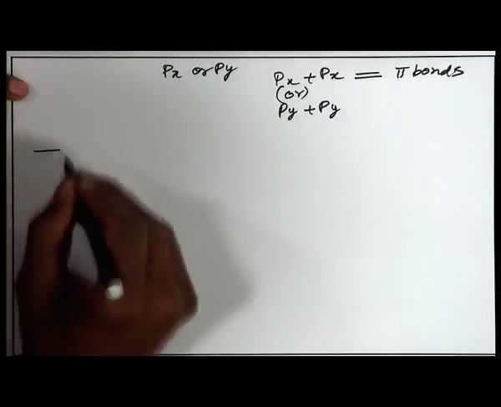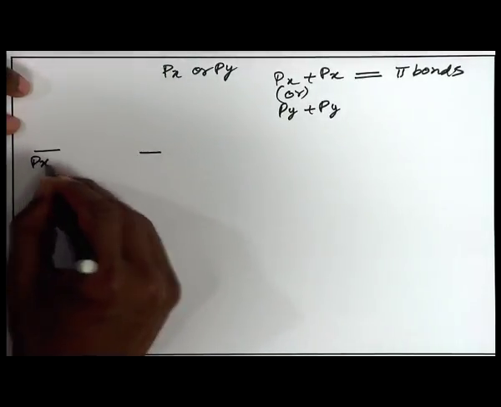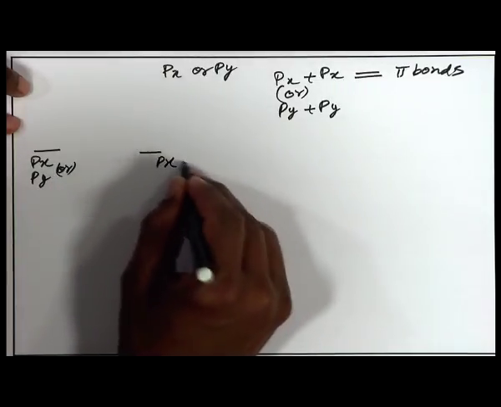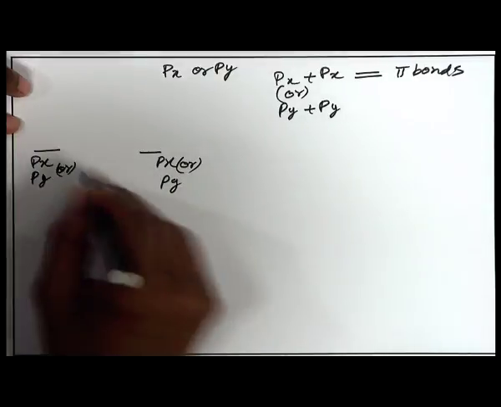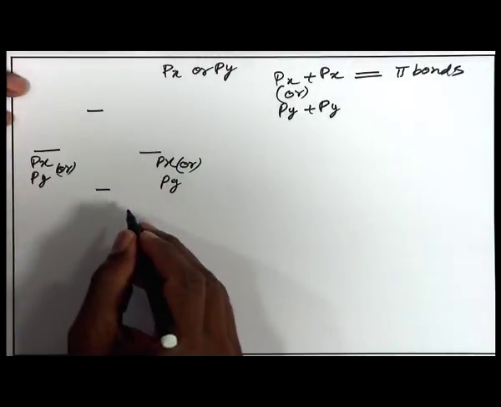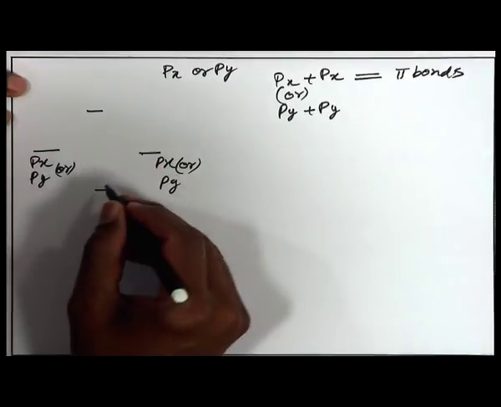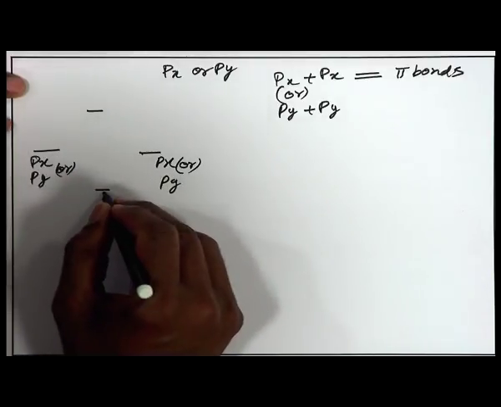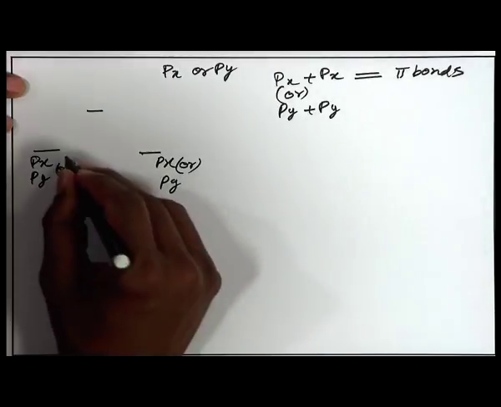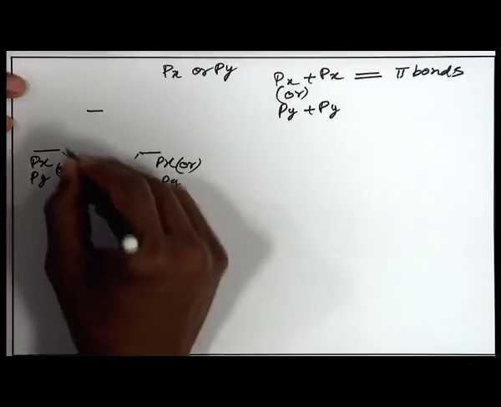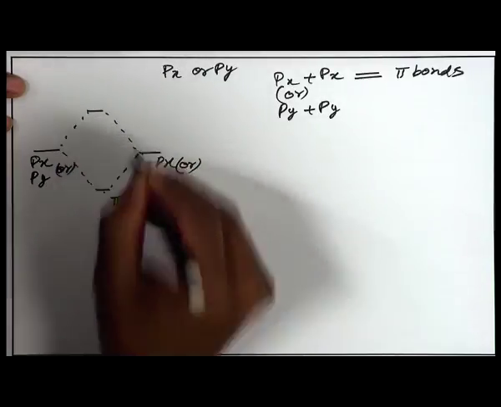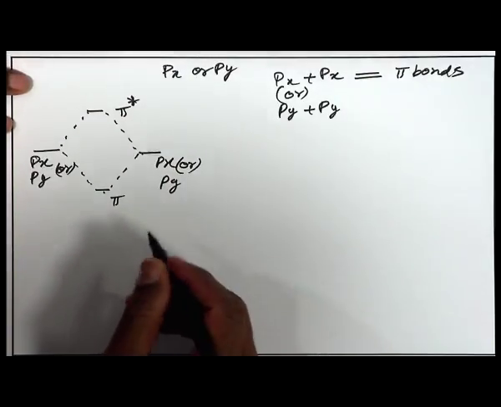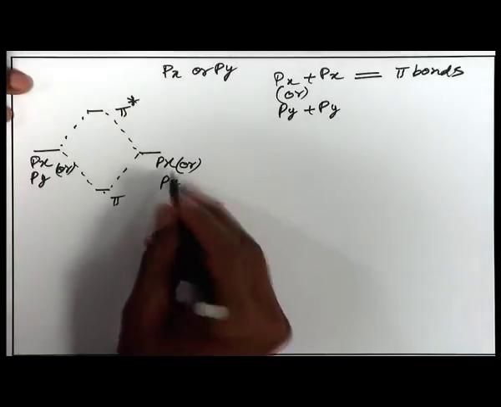If you take a Px or Py orbital on each atom, two molecular orbitals are formed. This is the atomic orbital of one atom and this is the atomic orbital of the other atom, combined to give two molecular orbitals. These are pi orbitals, connected to the parent atoms. This is pi star, like sigma star. So this is a pi orbital formed by Px or Py orbitals.